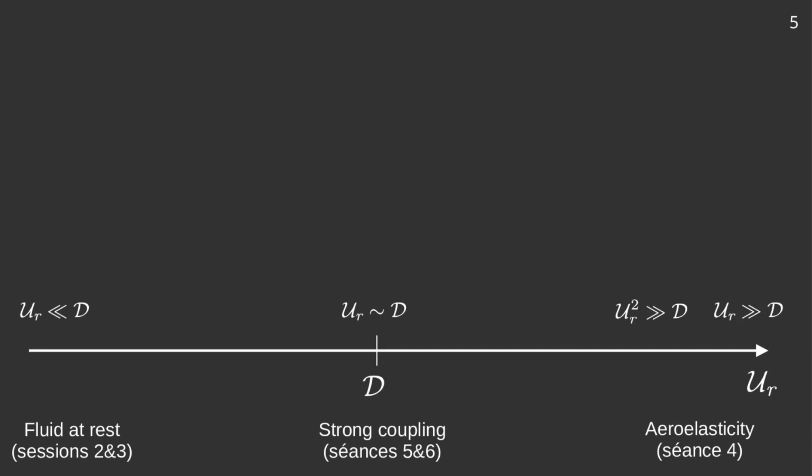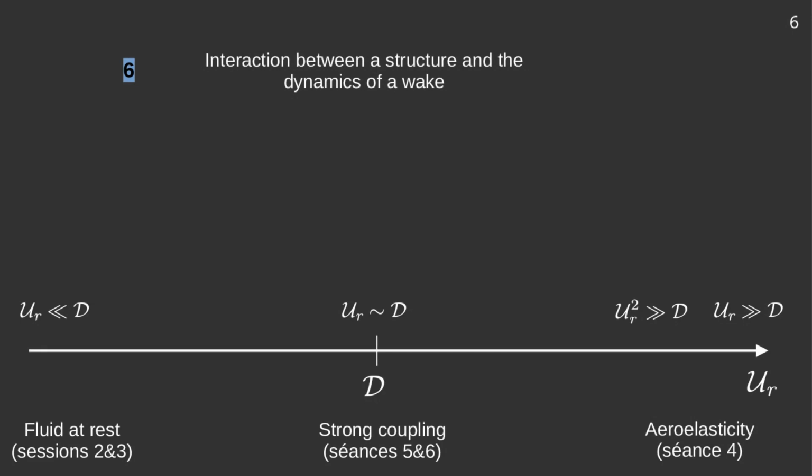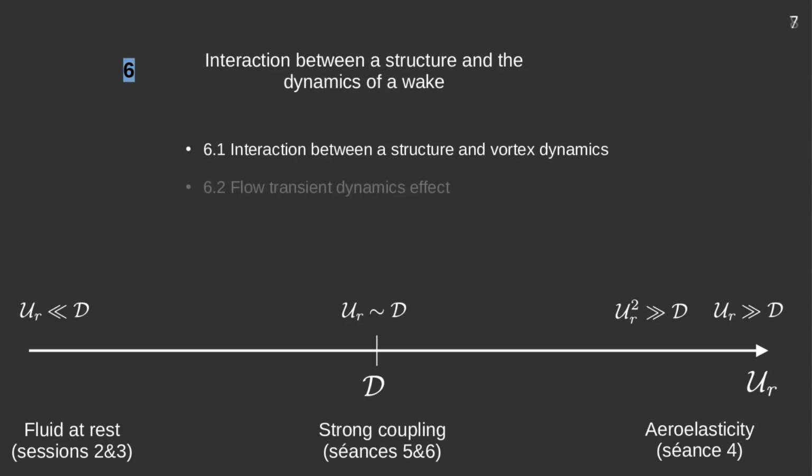Last time we studied the strong coupling with the potential flow. This time we will look at some cases of coupling where the flow has its own dynamics. In this video 6.1, we will look at the very common case of interaction with a vortex wake, whereas in the next video we will highlight transient dynamics in the flow around profiles and their influence on the dynamics of a structure.